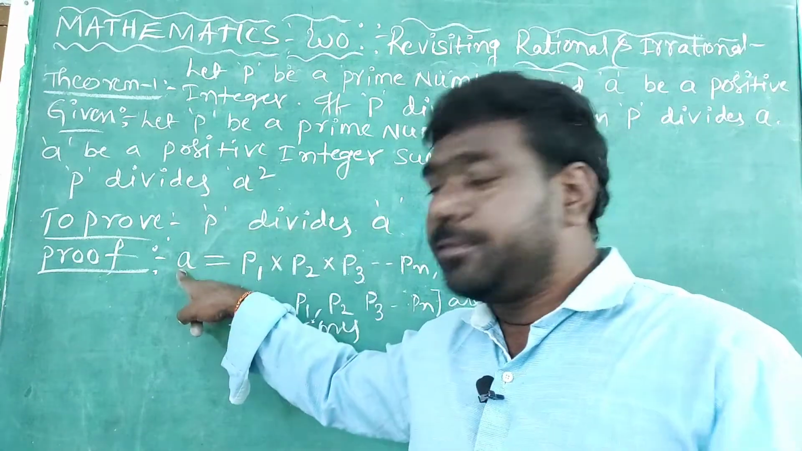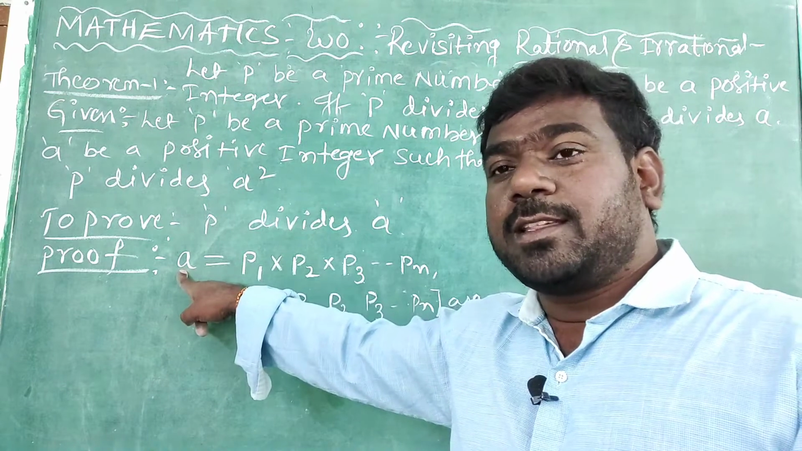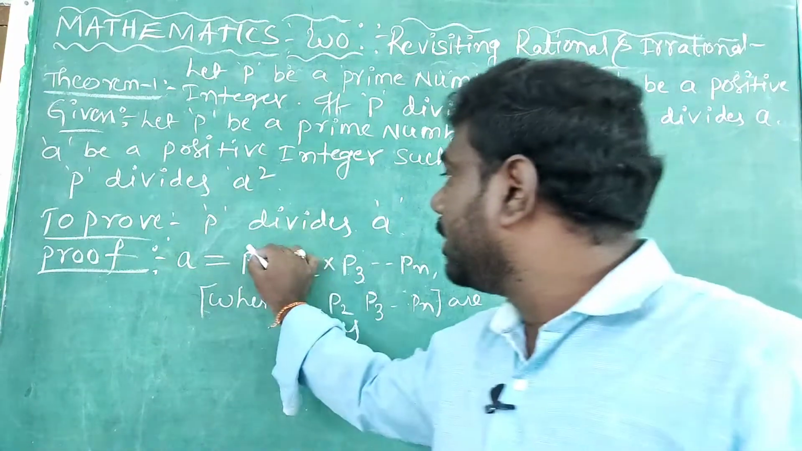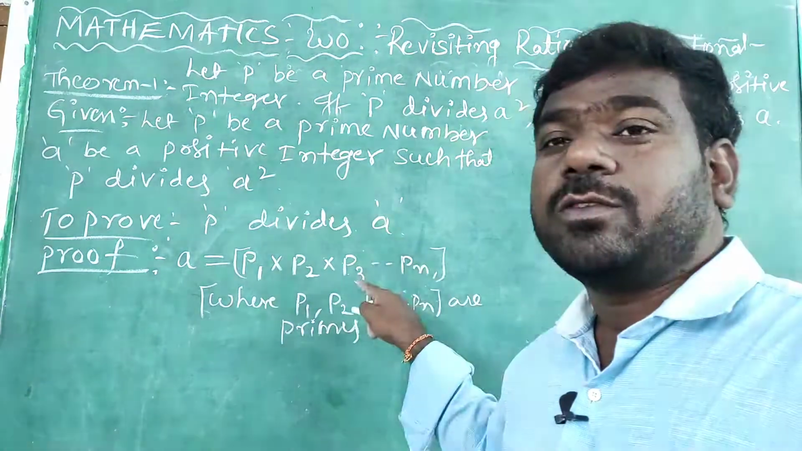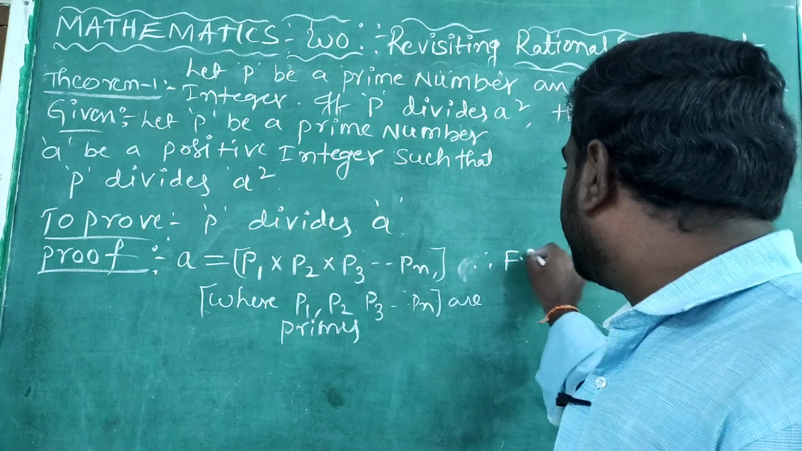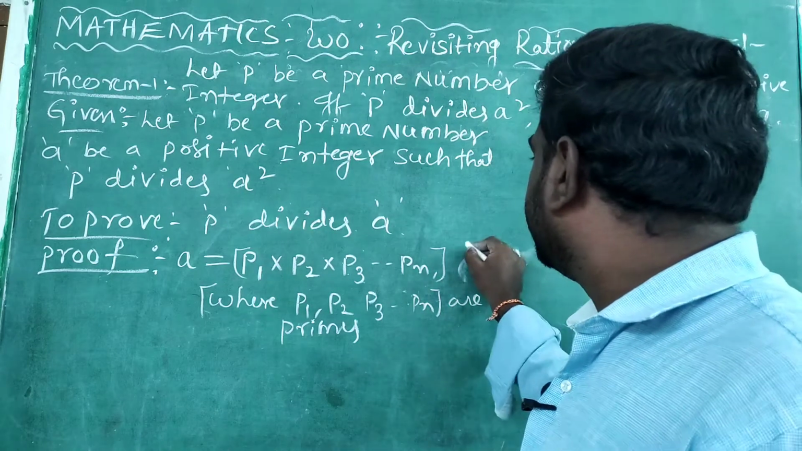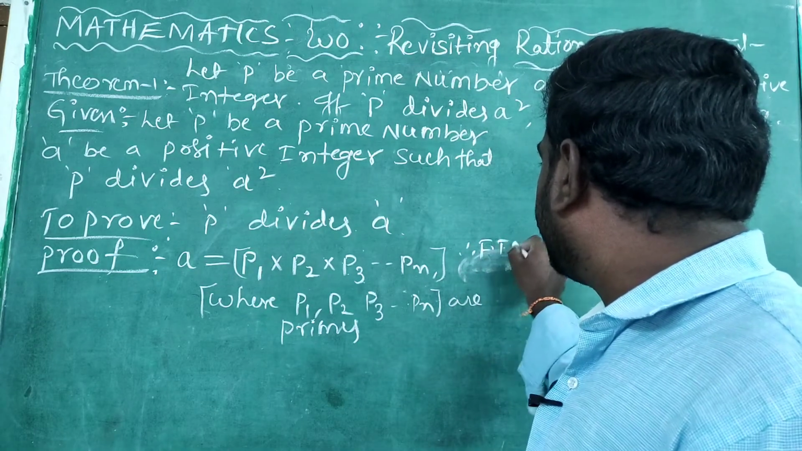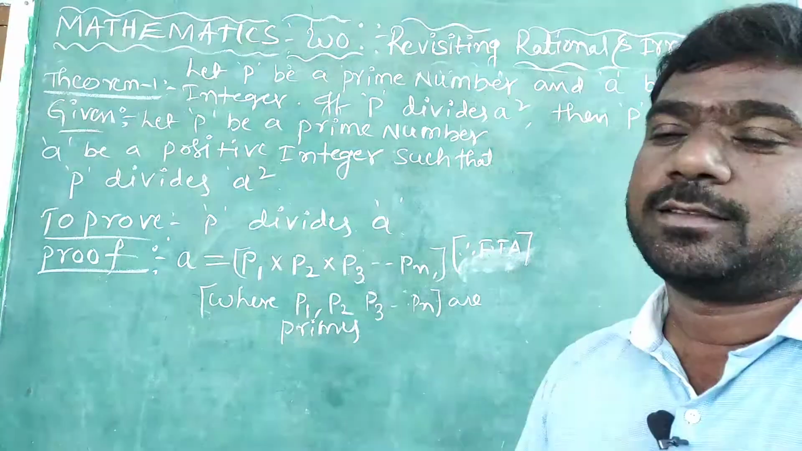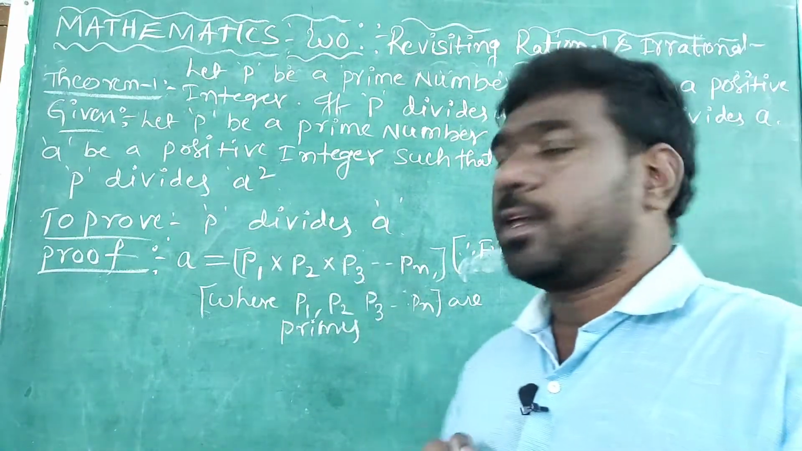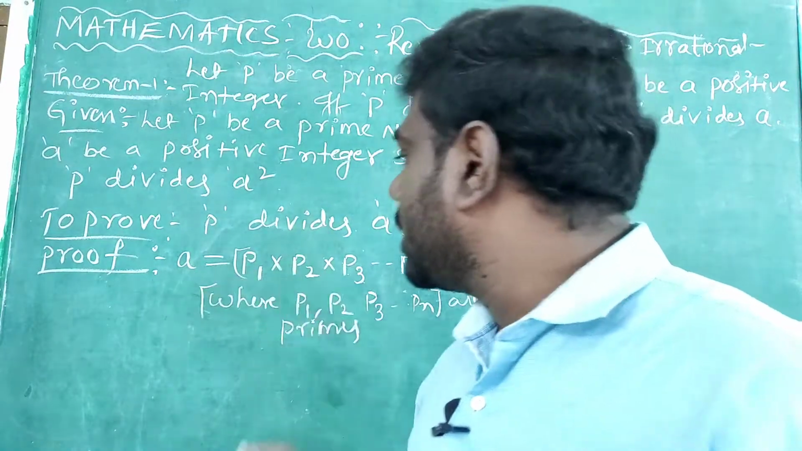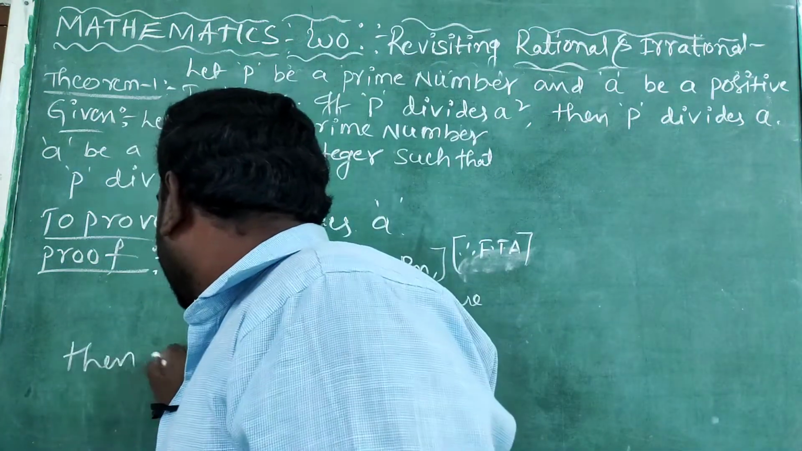Every positive integer can be expressed as a product of its prime factors by using the fundamental theorem of arithmetic. What is the meaning of FTA? Fundamental theorem of arithmetic. Understand? Next, I want A square. So here A came, now A square.